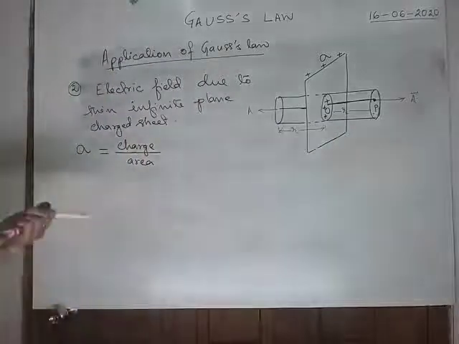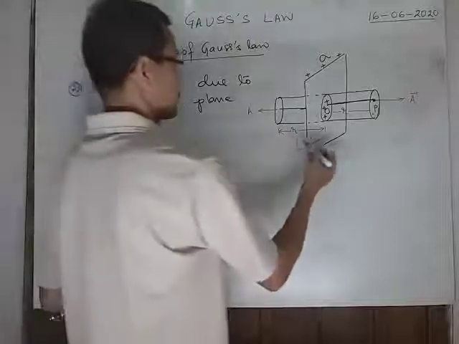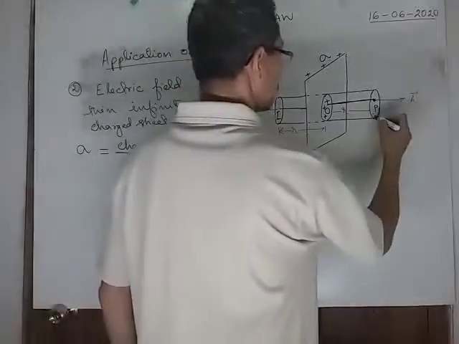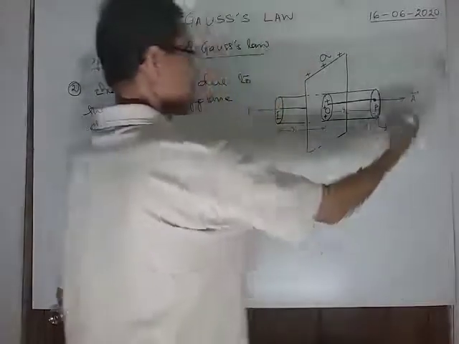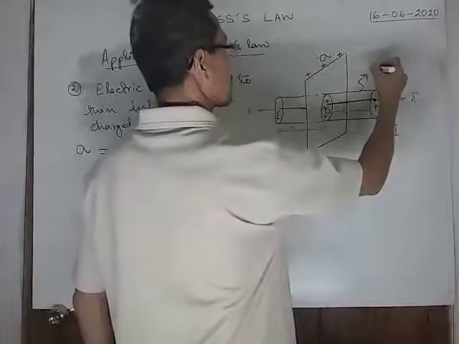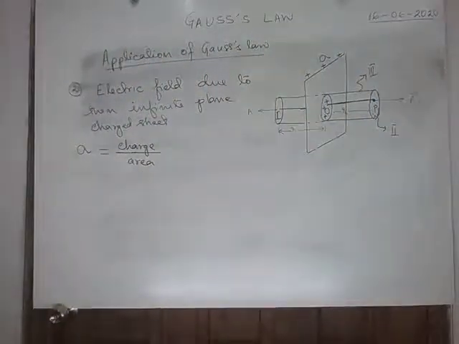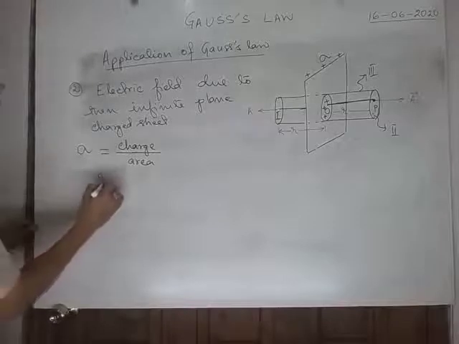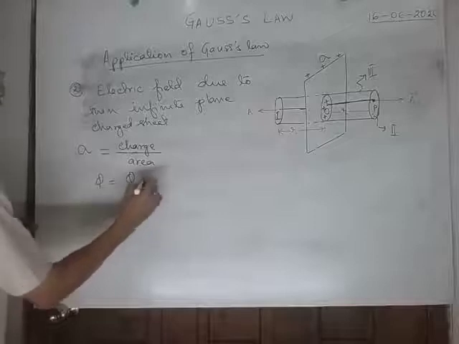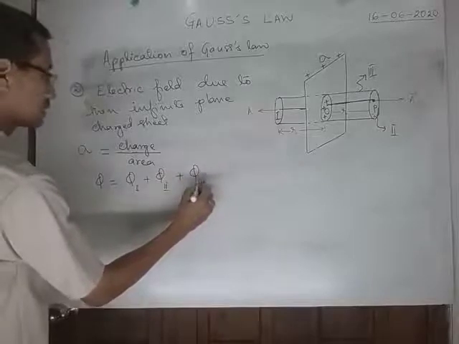Here also, similar to the previous one, we will have three surfaces. One, the circular surface on the left side. Two, the circular surface on the right side. And three, the curved cylindrical surface. If you want to find the total flux, then we need to find the electric flux due to surface 1, the electric flux due to surface 2, and the electric flux due to the third surface like this.